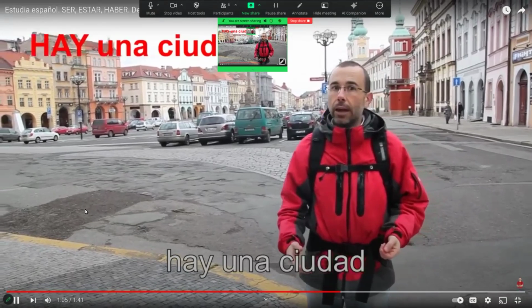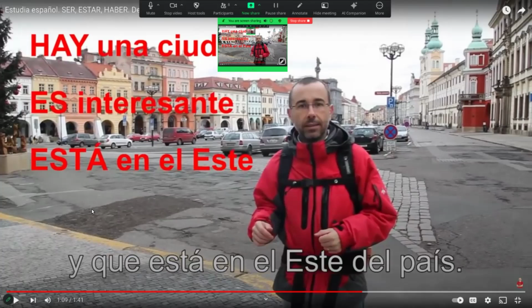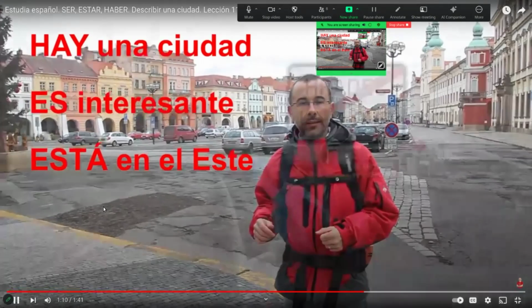En la República Checa hay una ciudad que es bastante interesante y que está en el este del país. Look, three different things. These are all talking about a city. Hay una ciudad, there's a city, que es interesante, which is interesting, que está en el este del país, which is in the east part of the country. And east part of the country is a location. It's kind of vague, but it's location, okay? Que está en el este. Bien? So we've got existence, there's a city, what it's like, es interesante, description, hard to change. It's just what it is, identifying this characteristic. And está en el este, a location.